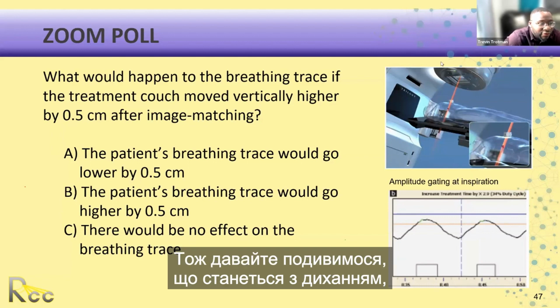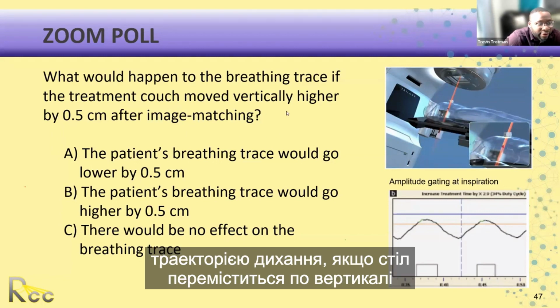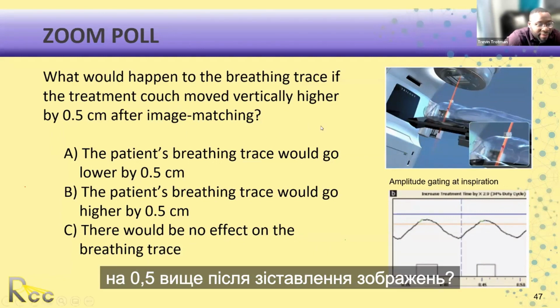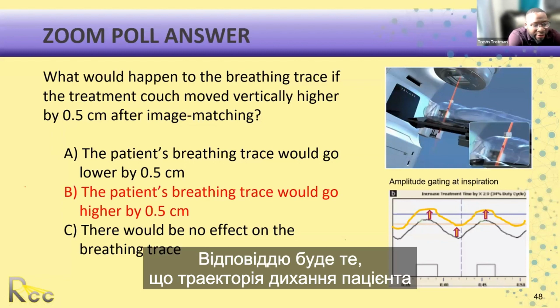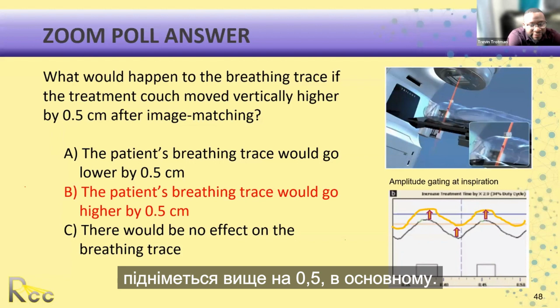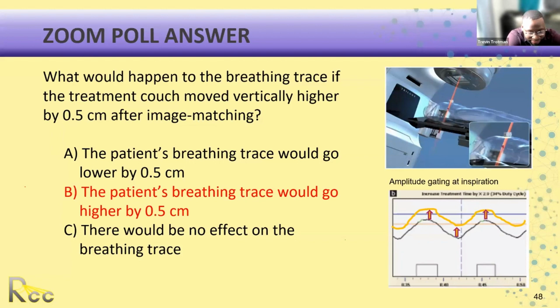So let's see. What would happen to the breathing trace if the treatment couch moved vertically higher by 0.5 after image matching? The answer will be B. The patient's breath trace would go higher by 0.5, basically.